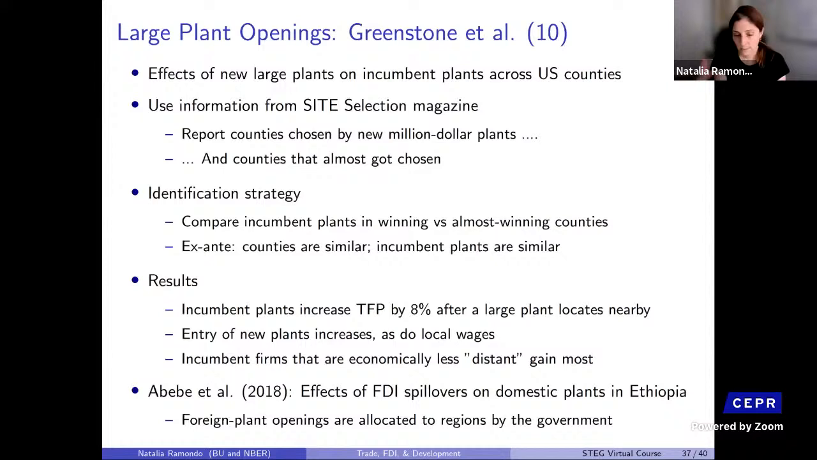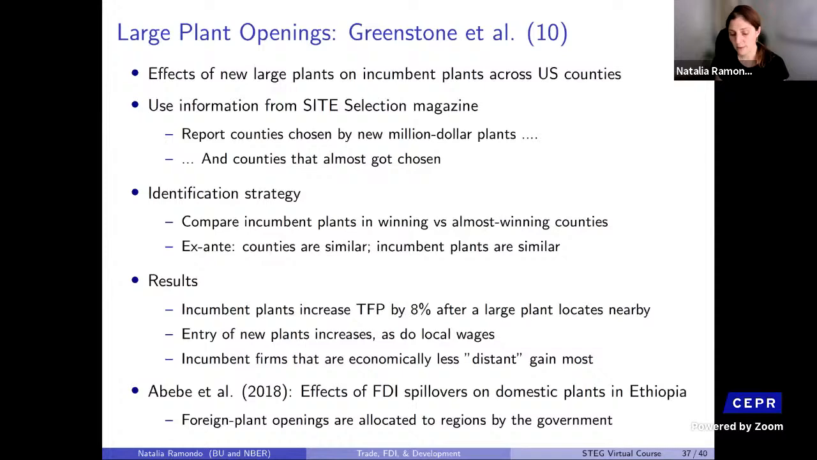And there is a bunch of exercises there to make sure that we're identifying the right thing. But there were follow-up papers, for instance, as I say, Ethiopia, where the government was allocating these large plants across regions. And the authors used that variation, for instance. So I think this is a promising way of identifying spillovers.